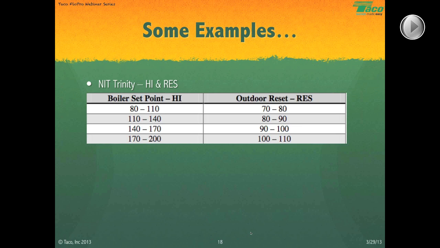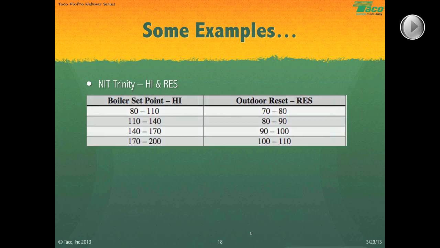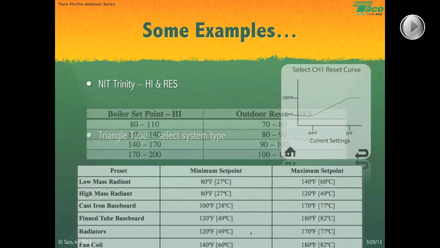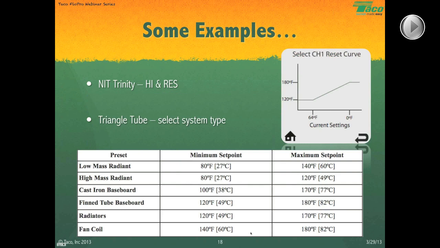The Triangle Tube, you actually can select the system type. All right, say you're doing a fin tube baseboard system. You select fin tube baseboard, and it gives you the maximum set point and your minimum set point. Takes it from there, right? Which is pretty cool. That's kind of neat. You also tell it what your coldest outdoor temperature is, etc., and it'll figure it out from there. So the programming is fairly straightforward in that respect.